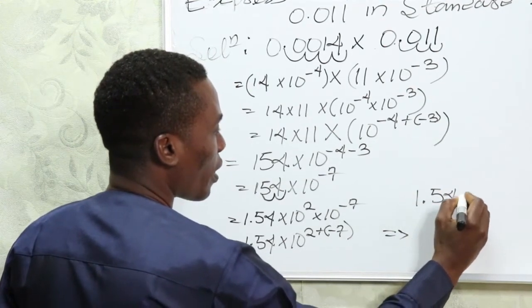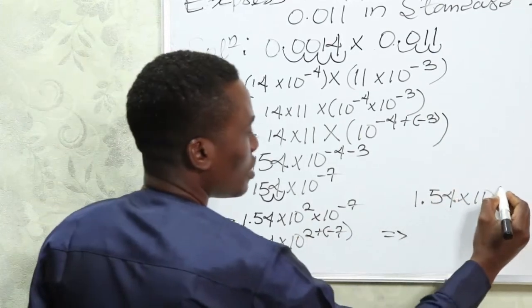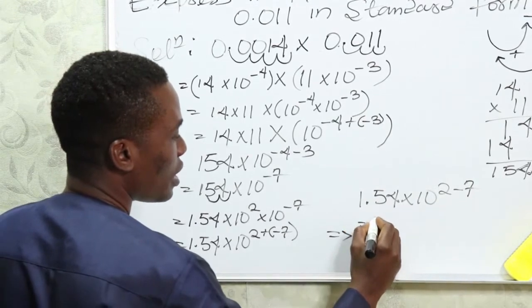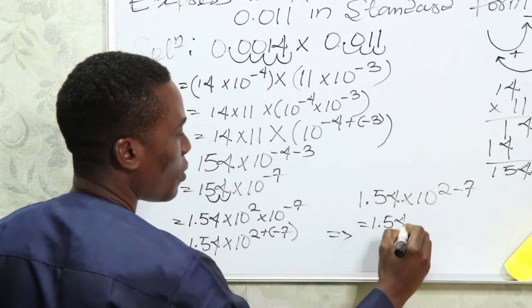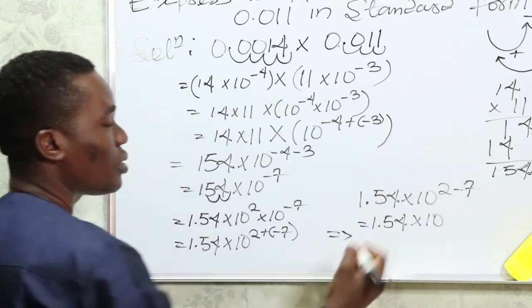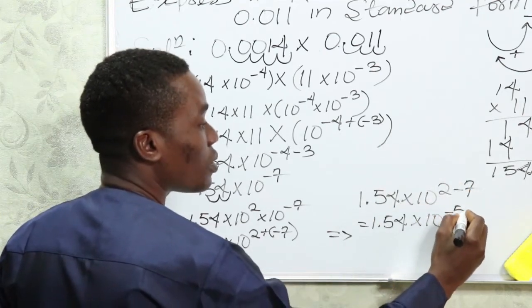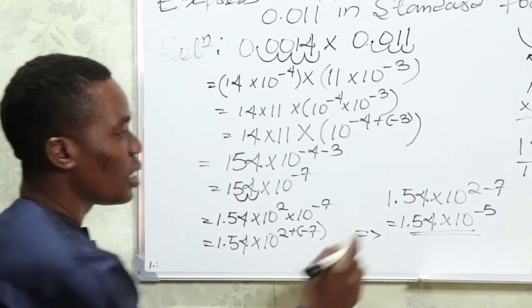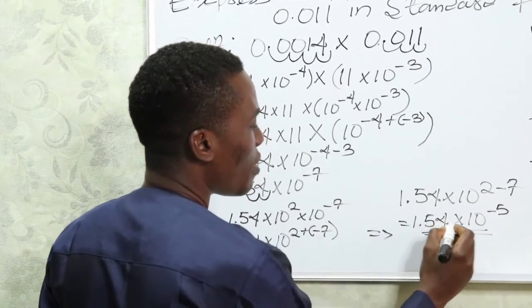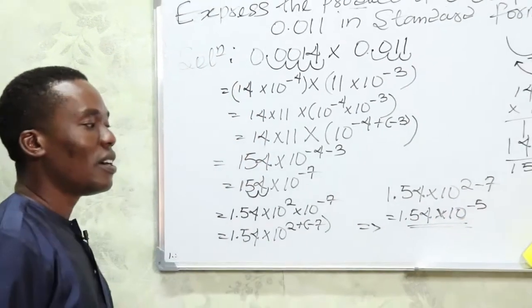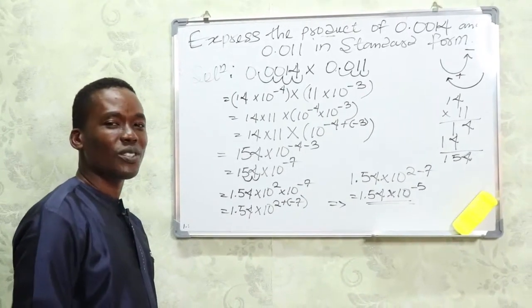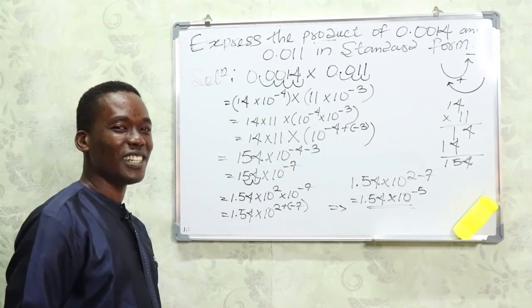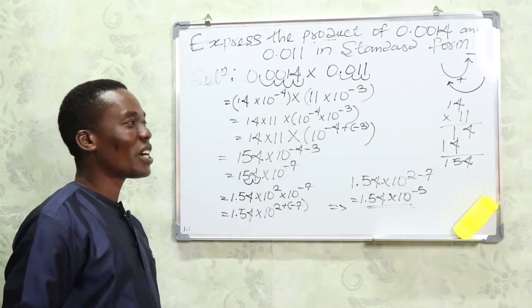So this will result to 1.54 times 10 raised to power 2 minus 7. That will give us finally 1.54 times 10 raised to power minus what? 5, right? So this will be your final solution: 1.54 times 10 raised to power minus 5. So that's the solution to that question. You see, it's easy. It appears difficult initially, but then in just 3 seconds, you can solve this.